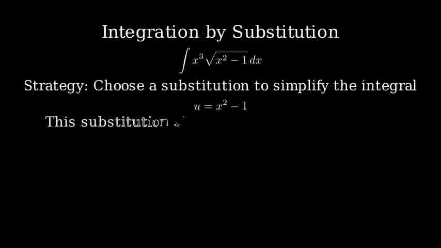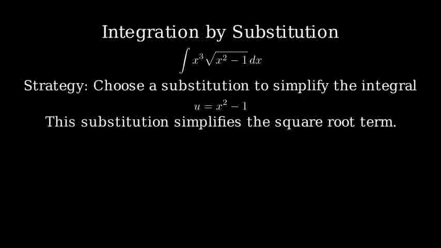First, let's find the differential du. Taking the derivative, we get du equals 2x dx. Solving for dx gives us dx equals du over 2x. Now, we substitute u and dx back into the original integral.